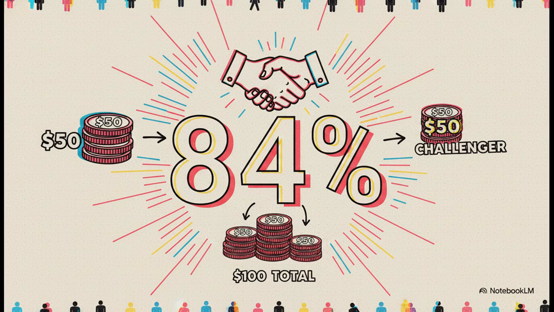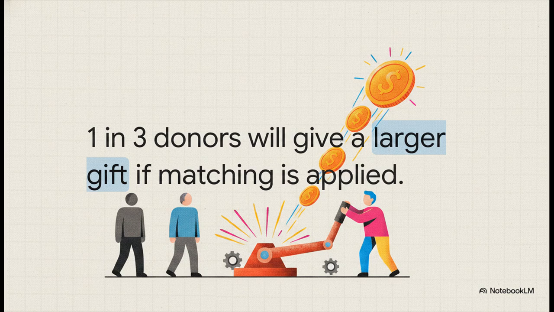Just think about it. When a mid-level supporter sees their $50 donation magically become $100 thanks to a challenger, that barrier to giving just melts away. This multiplier effect is very, very real. Not only are more people likely to give, but 1 in 3 donors will actually give a larger base gift simply because matching is applied.